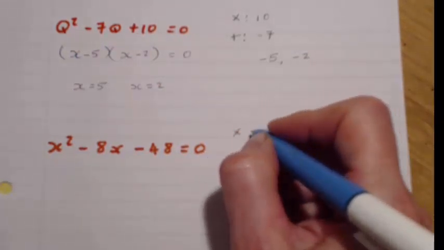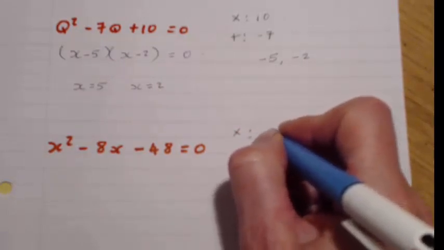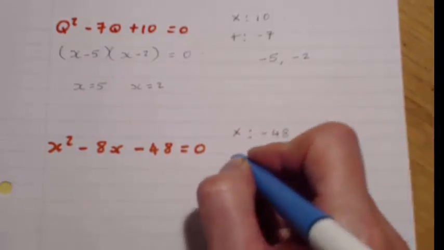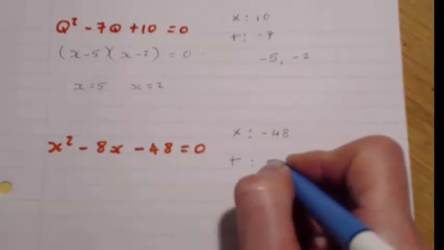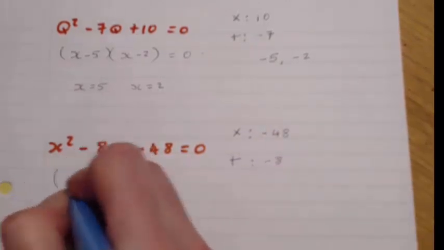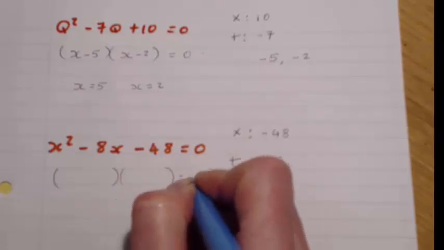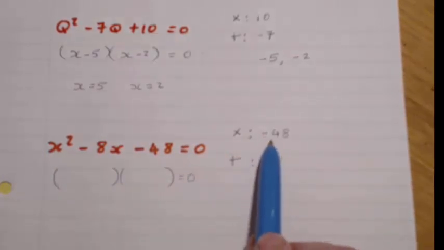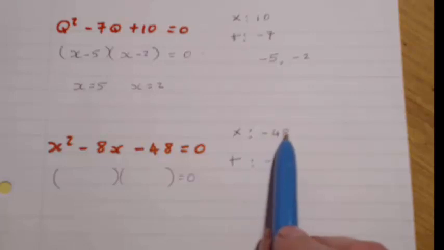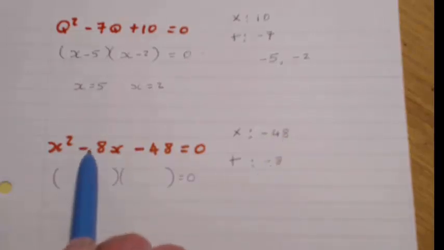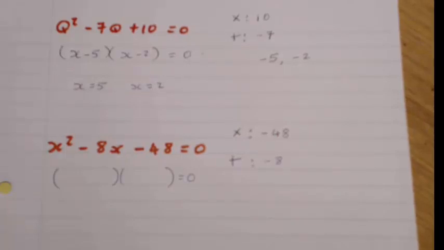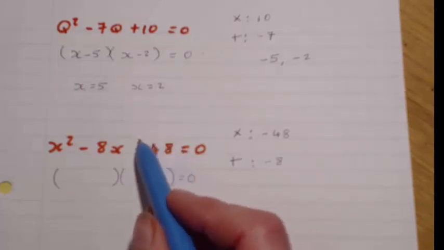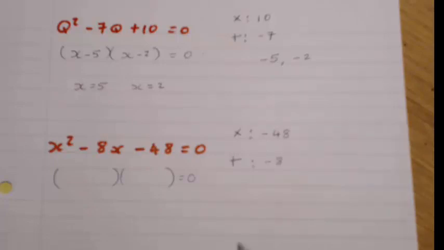We need 2 numbers here that multiply to minus 48 and add to minus 8. So 2 numbers multiply to make a negative number, so we know one of them is positive, one of them is negative. This is minus 8, so we know the biggest one must be negative. And if it doesn't immediately come to you what it should be, then let's look at all the factors of 48, which is sometimes what we have to do if it doesn't come straight away.